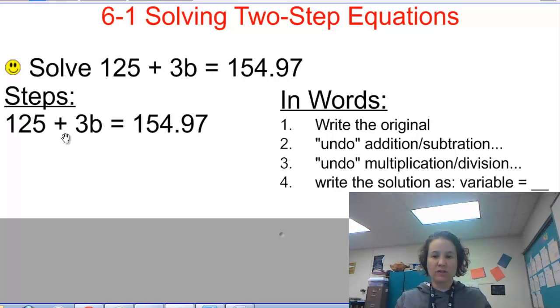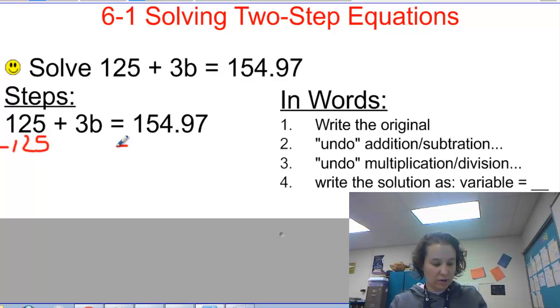So we're going to write the original equation, and then I'm going to first undo any addition or subtraction that's happening in my equation. I can see that 125 is being added to 3b, and so I'm going to undo that addition first. And so to undo addition, I'm going to do the inverse operation is the actual term. And so the inverse of adding is subtracting. And so I'm going to subtract 125.